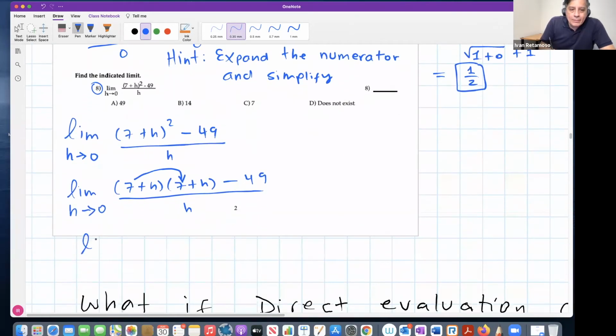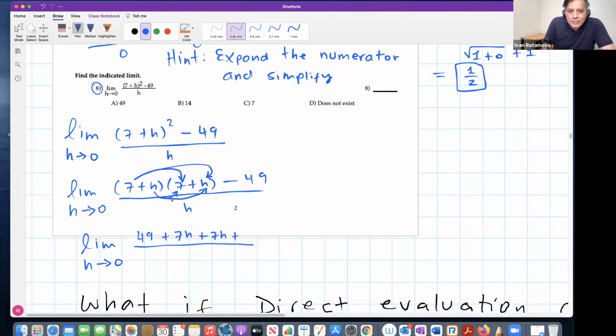So that will be equal to what? Limit as h approaches 0. More students are trying, it's good. Try, guys. Yeah, Karen, very good. Let's see. 7 times 7 is 49. 7 times h is 7h. h times 7 is the same as 7 times h. Remember, for a product, the order of the factors does not change the product.